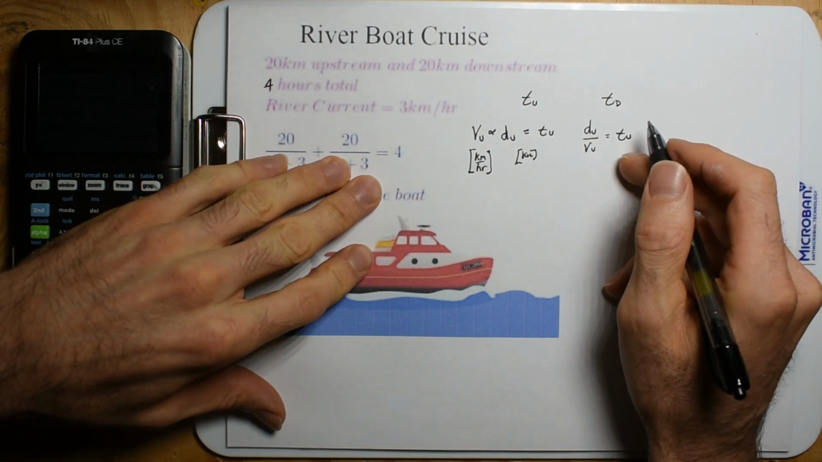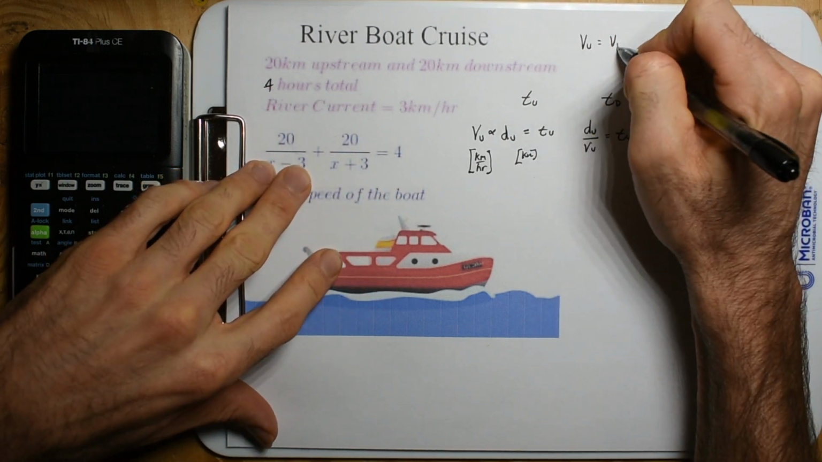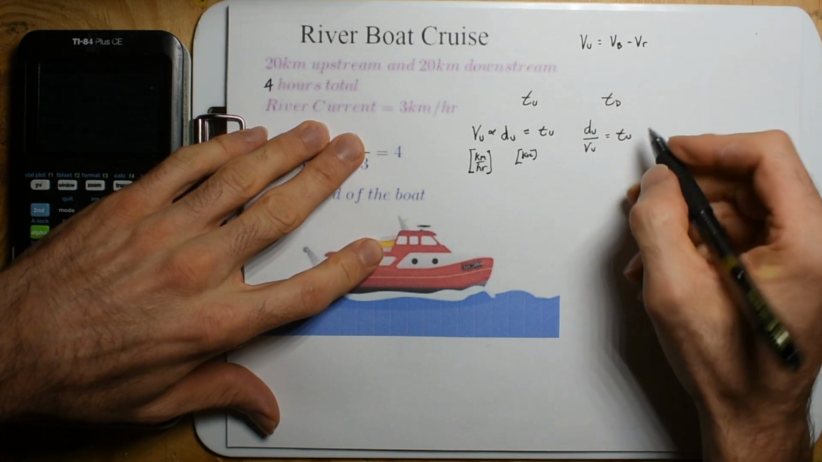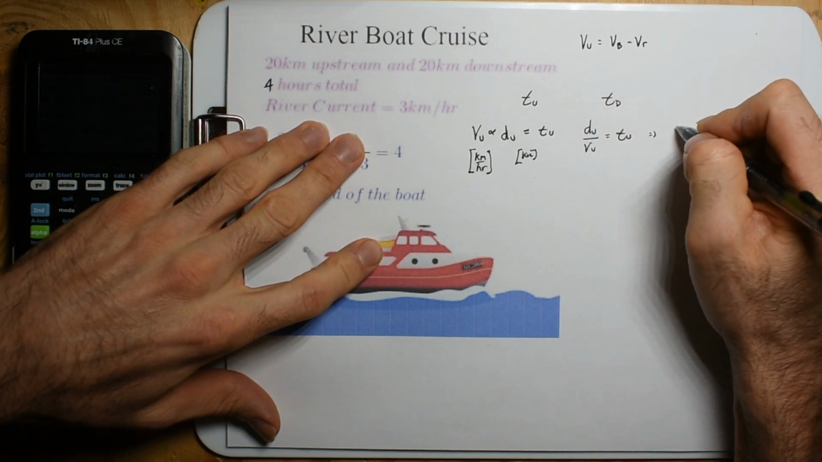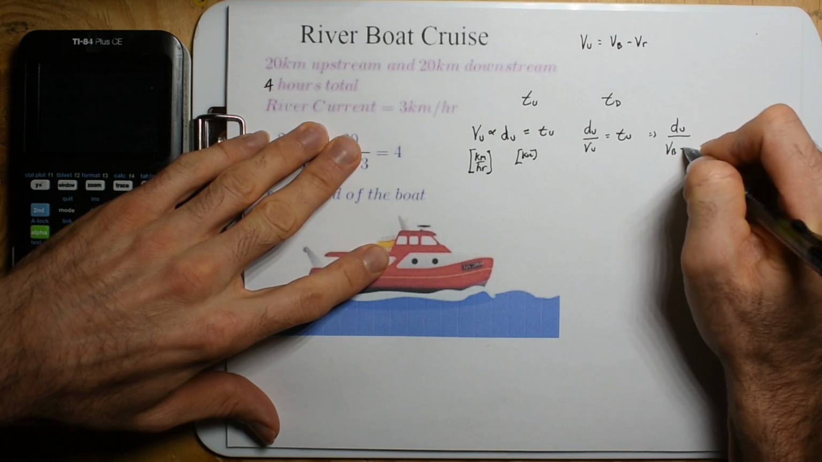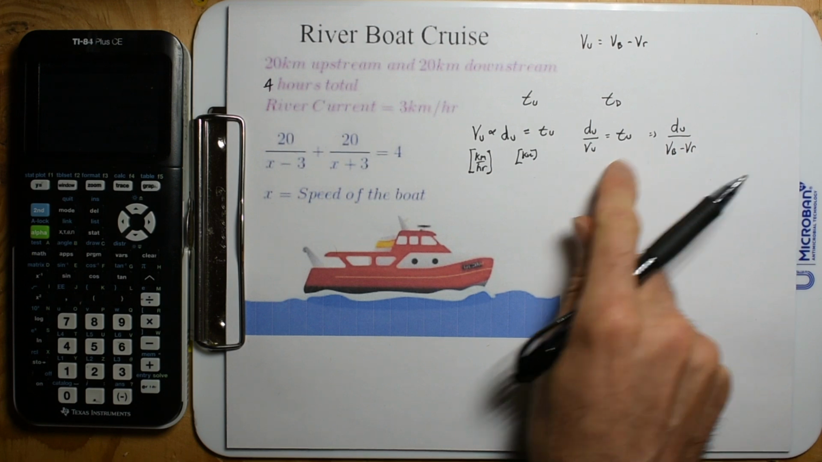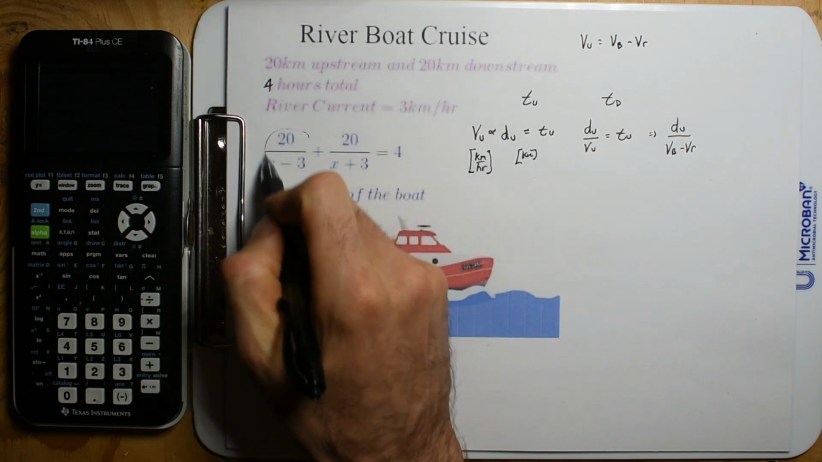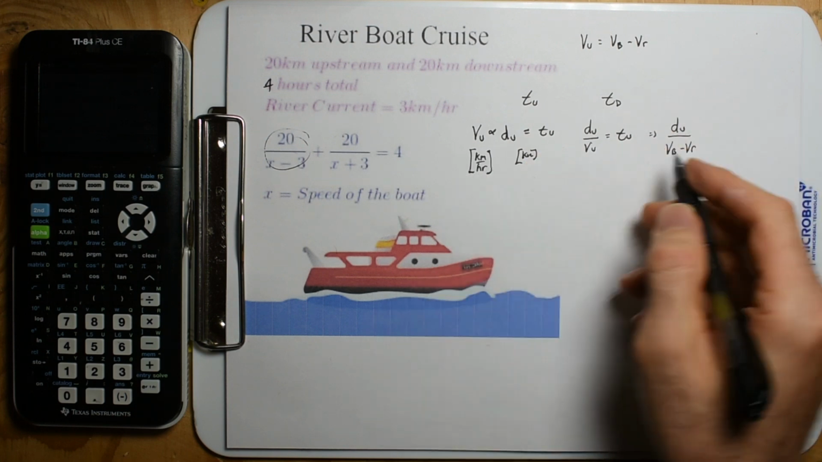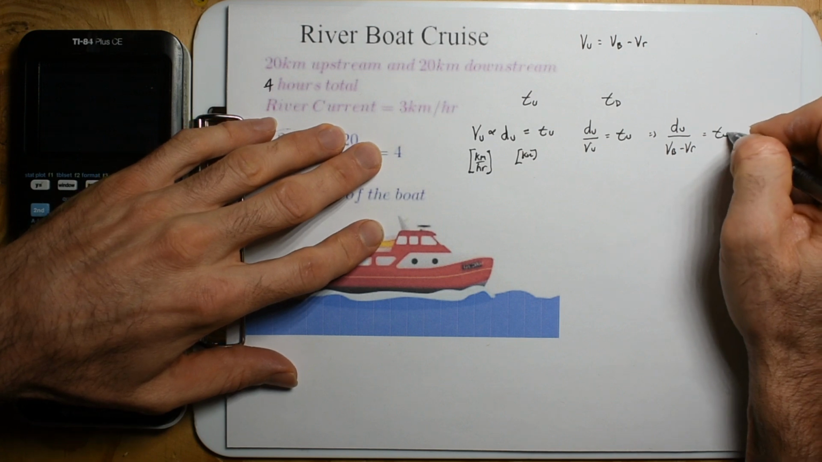Cool. And then we can say that the velocity going up is going to be the velocity of the boat minus the velocity of the river. So now we can say the distance going up over the velocity of the boat minus the velocity of the river. And I just kind of lucked out that we're honing in on this form, but sometimes I won't, so we're going to do it a different way too. Just keep that in mind. So this is going to be the time going up.